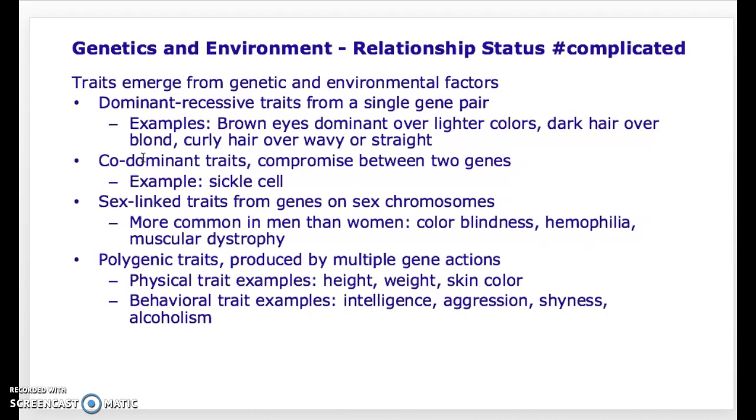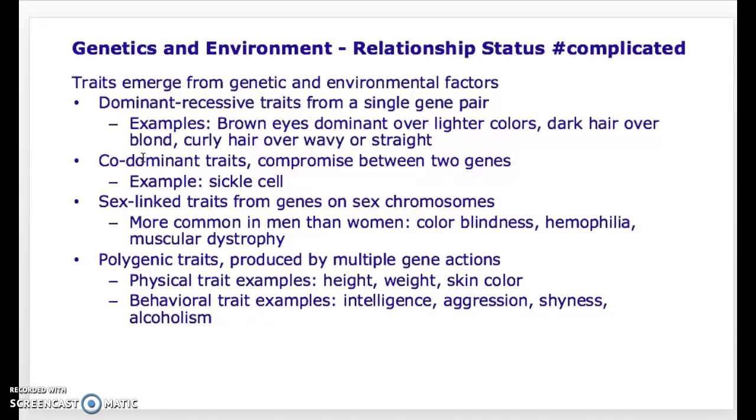So traits emerge from these genetic and environmental factors. There are dominant and recessive traits. For example, brown eyes are dominant over light color eyes. So chances are that if one parent has brown eyes and the other has blue eyes, usually the child will have either hazel eyes or brown eyes. However, sometimes, especially if the mother has blue eyes, the blue eyes do emerge, but it's less common. Certain traits are more dominant. Dark hair is more dominant over lighter hair. Curly hair is more dominant over wavy or straight hair.